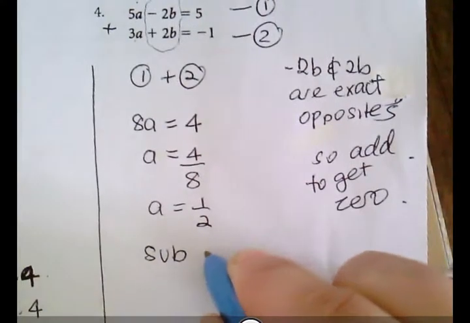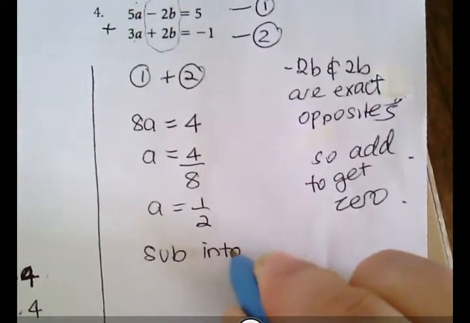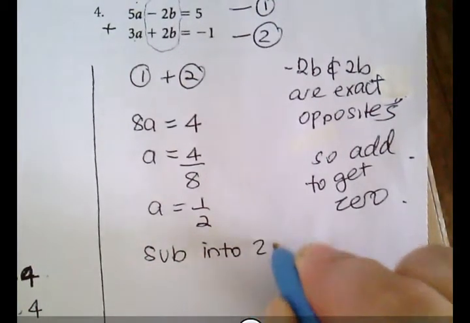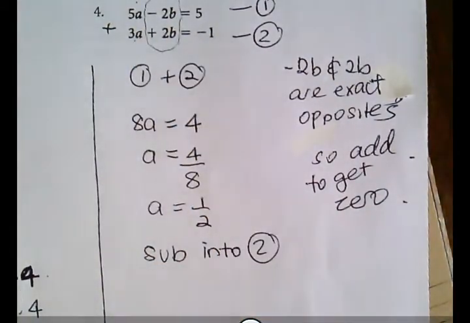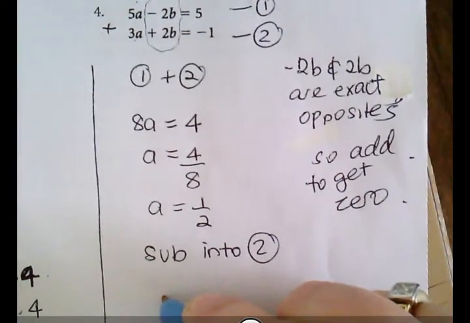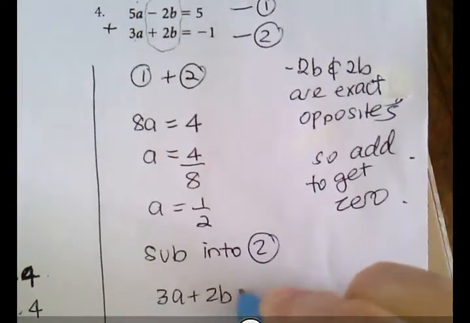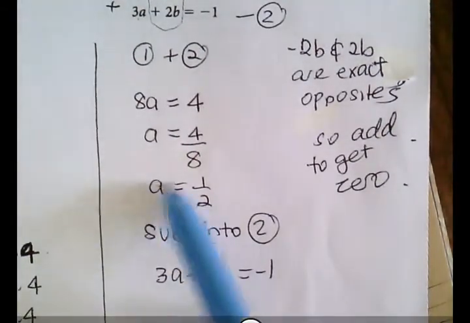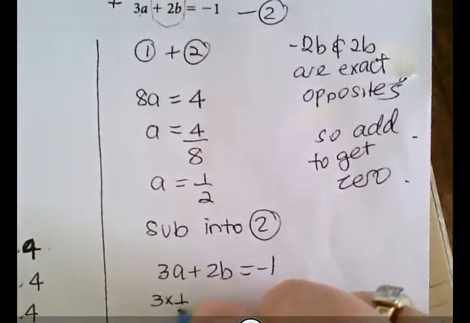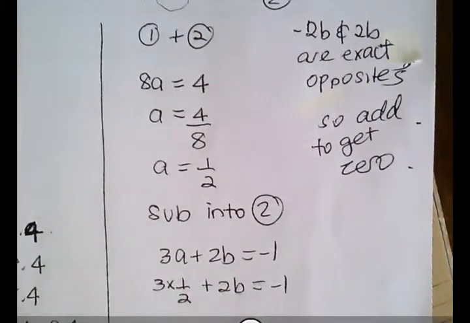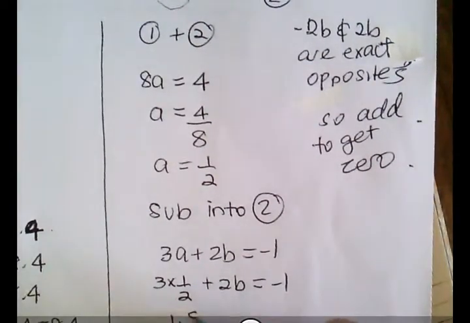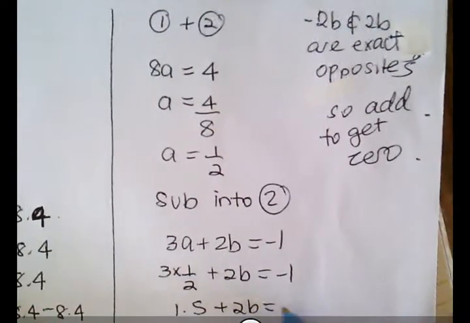Now we're going to substitute A is a half into, I don't mind which one. I think you should substitute it into equation 2 because the B bit is positive. So I get 3a plus 2b is negative 1. That's what equation 2 is. Now I'm going to replace the a with a half. So 3 times a half plus 2b is negative 1. Now 3 times a half is 1.5. A half of 3 is 1.5. So 1.5 plus 2b is negative 1.